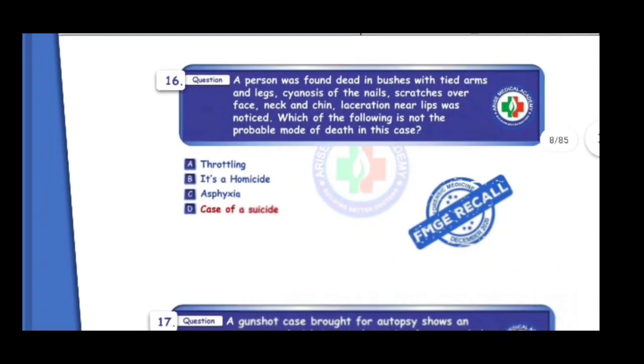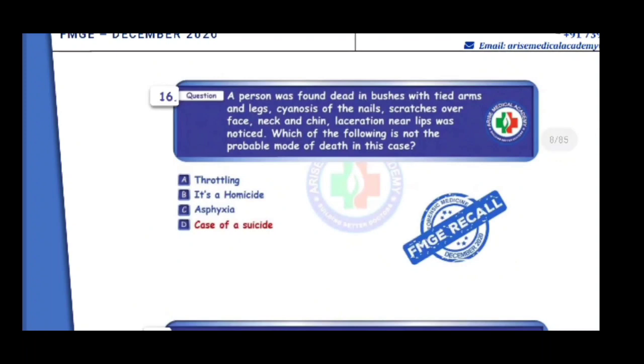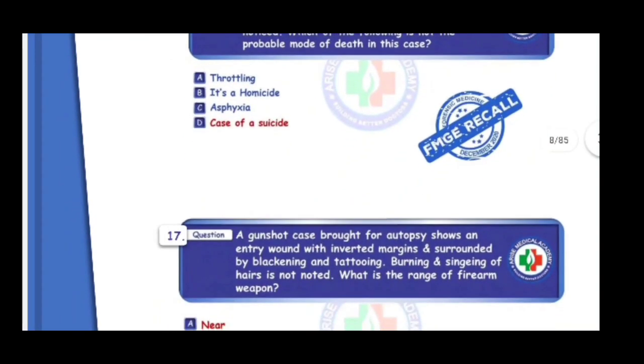Next question. A person was found dead in washes with tied arms and legs. Cyanosis of the nail, scratches over face, neck and chin. Laceration near lip was noticed. Which of the following is not the probable mode of death in the case? So here correct answer is case of suicide.